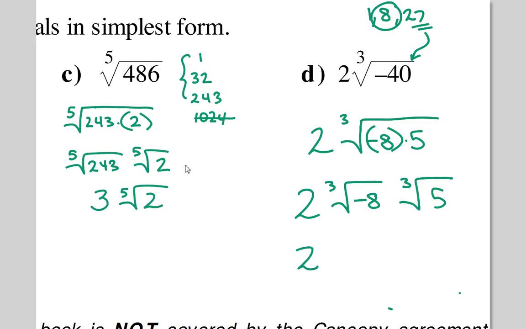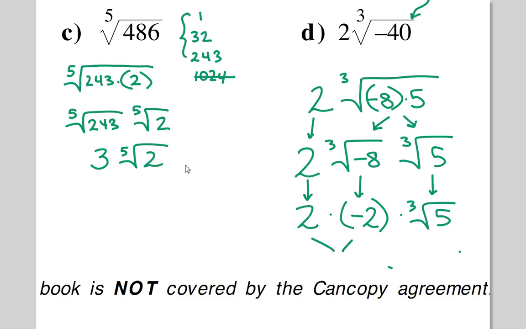So what are the answers to these? Well, 2 is just 2. You can just think of the 2, it's just being brought down the whole time. Then we split, right? Now we can bring them down. The 5 is not perfect, so we just have to bring it down. Now the 8 is perfect. It comes out to, what goes in this bracket? Negative 2. And now you want to combine for negative 4 cube root 5.